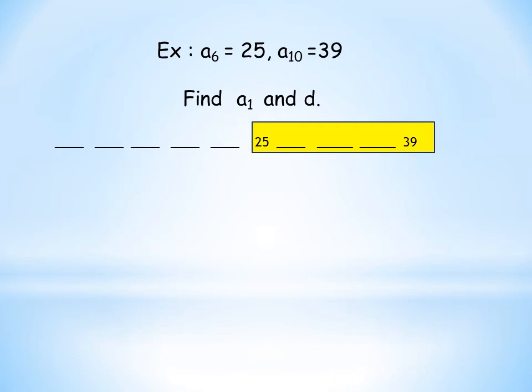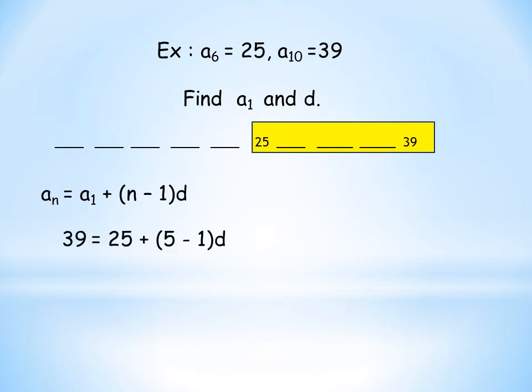I can use that information in order to figure out what my common difference is. Here's my formula. I know that A1 is 25 and my last term is 39. I have to add n minus 1. Here in the yellow block I have 5 terms, so 5 minus 1 would be 4. And d, the common difference, is my only variable. I can go ahead and simplify this equation and then solve for d. And I know my common difference is 3.5.